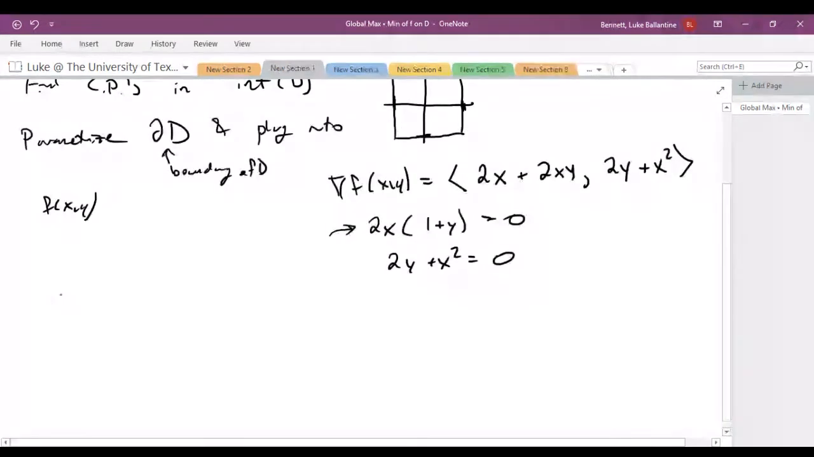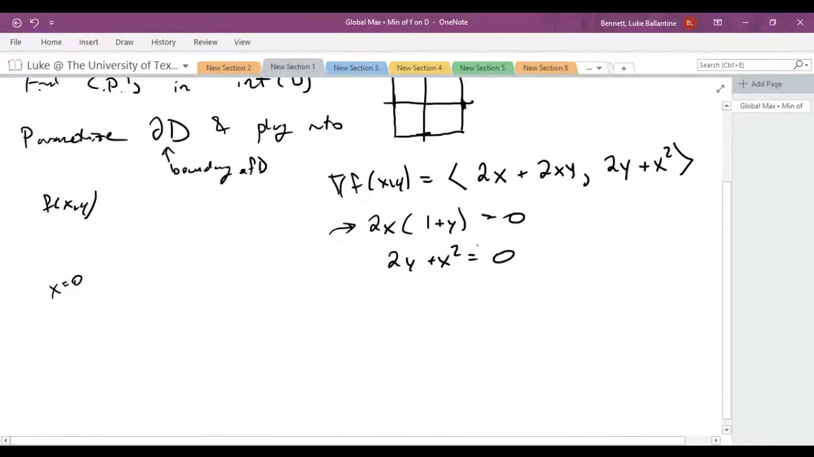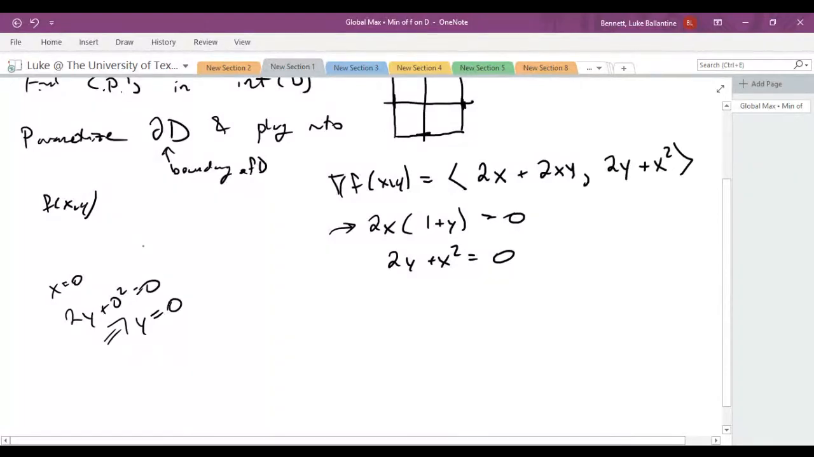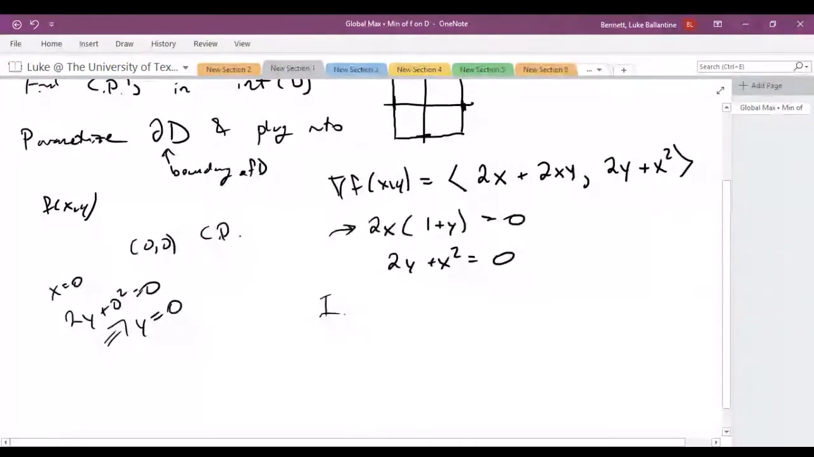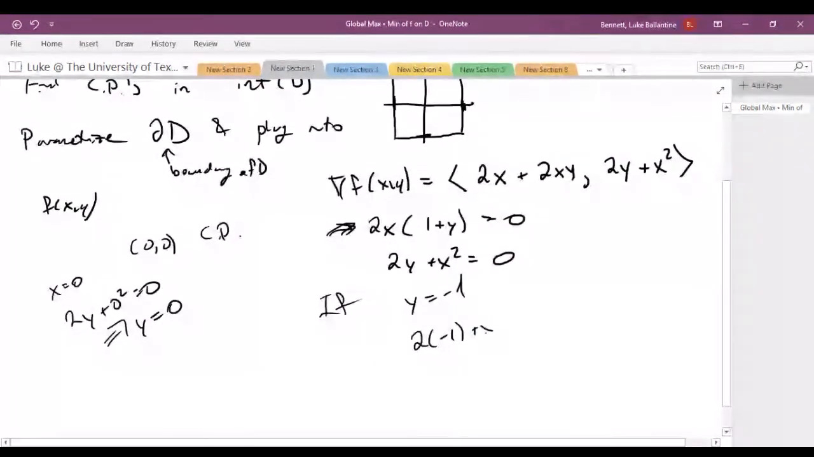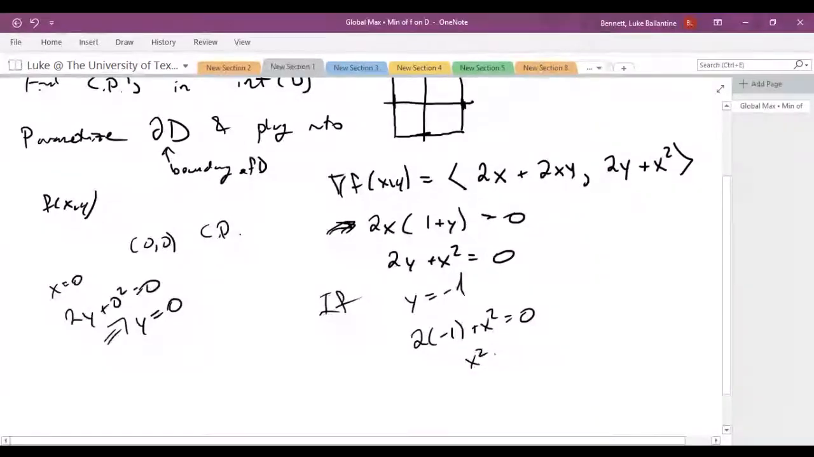Let's start with x equals 0. If x equals 0, the first equation equals 0, then the second equation would be 2y plus 0 squared equals 0, which only works when y equals 0. That means 0, 0 is a critical point. On the other hand, from the first equation, if y equals -1, in the second equation we have 2 times -1 plus x squared equals 0. x squared equals positive 2. x is equal to plus or minus square root of 2. So we have points plus or minus root 2, comma -1.